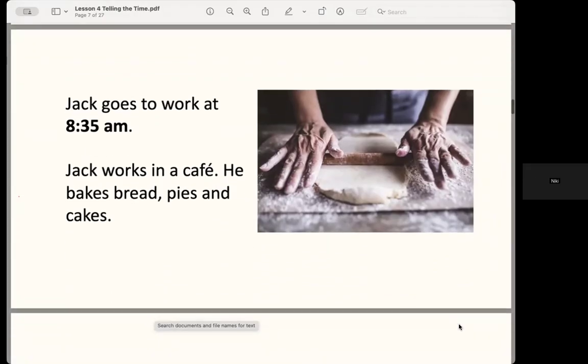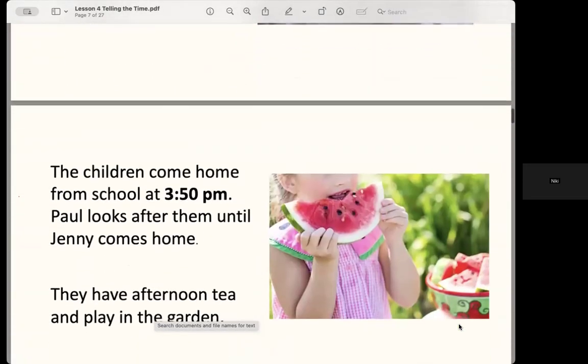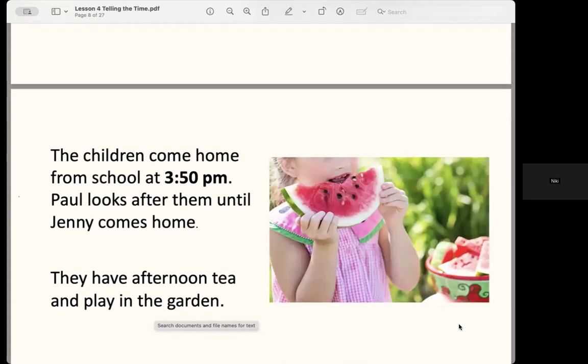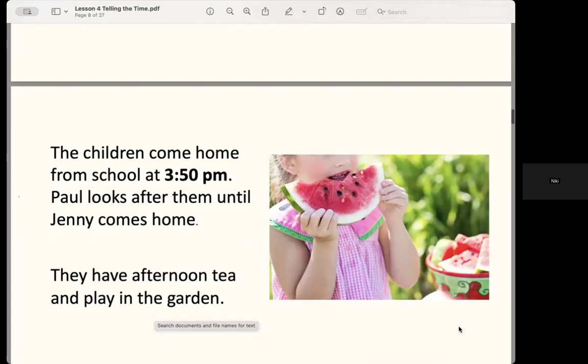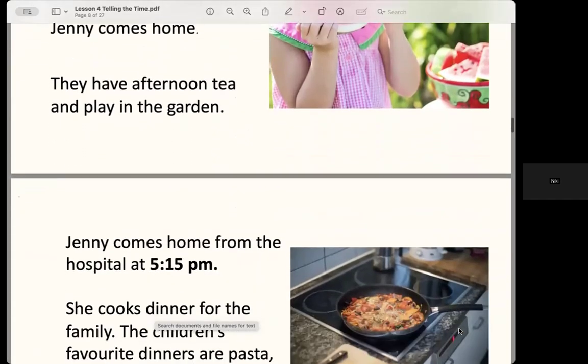Good. Thank you, Gulsun. Okay, Elaha Razai, are you here? Yes, sure, I'm here. Thank you, Elaha. I think you missed out last time. So can you read now? Yeah, of course. The children come home from school at 3:50 p.m. Paul looks after them until Jenny comes home. They have afternoon tea and play in the garden. Nice pronunciation. Good.